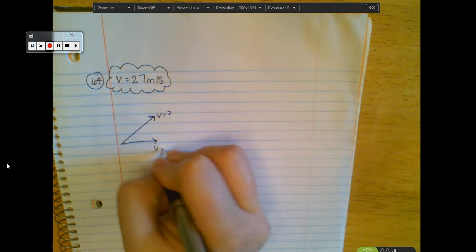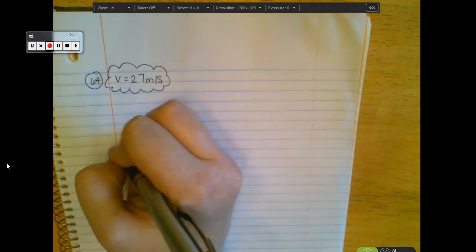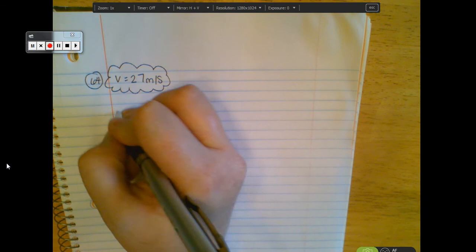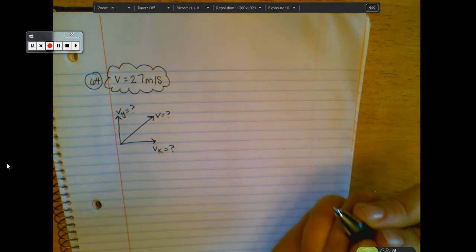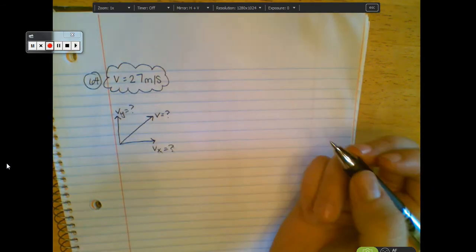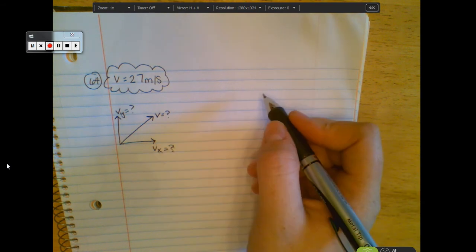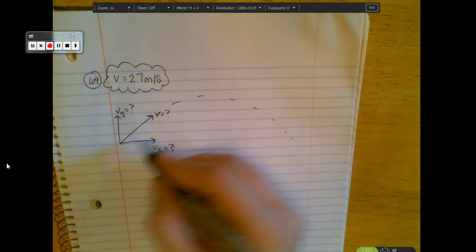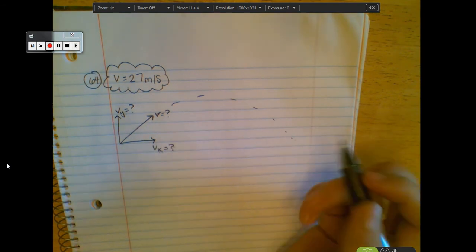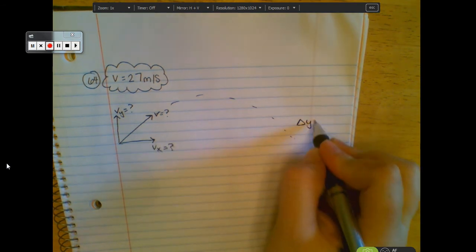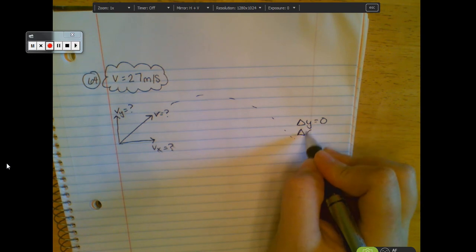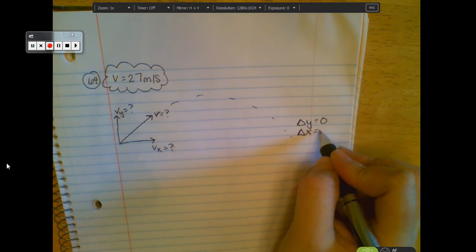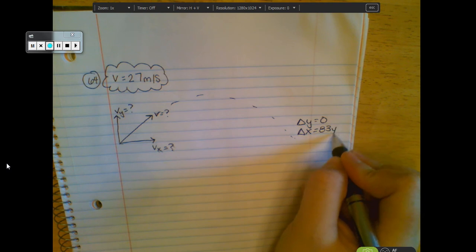We don't know Vx. We don't know Vy, our initial velocity in the y direction. We don't know how high it went. We do know, though, it's going to take some path like this, so its delta y will be 0 and its delta x will be 83 yards, which was given.